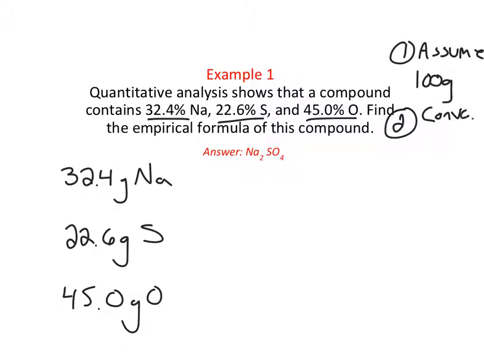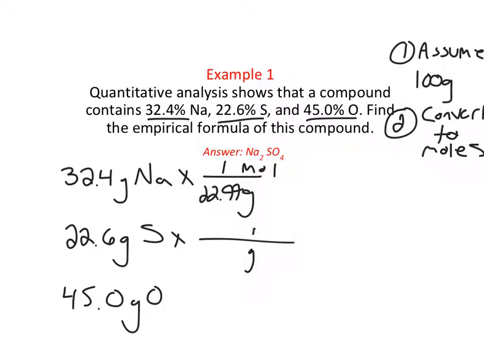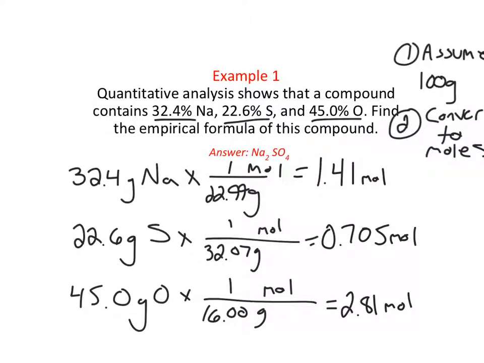Now the second thing you'll do to find the empirical formula is convert to moles. I want to convert all of these values from grams to moles. So that would be 22.99 grams to moles, that would be 1. That's 32.07 grams to moles, 1, and 16. When I push it in my calculator, those are my answers.